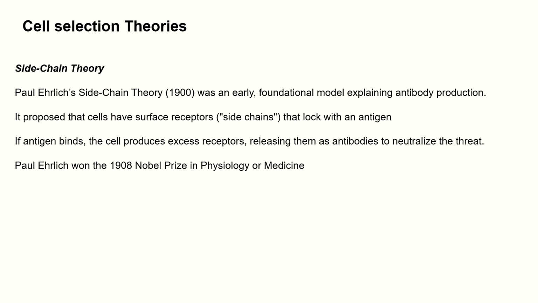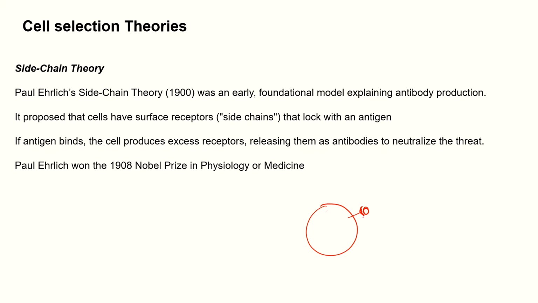It was a kind of fundamental model to explain the antibody production, which we are following today. It proposed that the cells have many receptors. So suppose this is a cell, and these cells express a certain kind of receptor, which we call a side chain, and they can lock with an antigen. If an antigen that is cognate to this receptor comes, it will lock the antigen into that site. So this receptor is very important, because it can bind to this antigen.